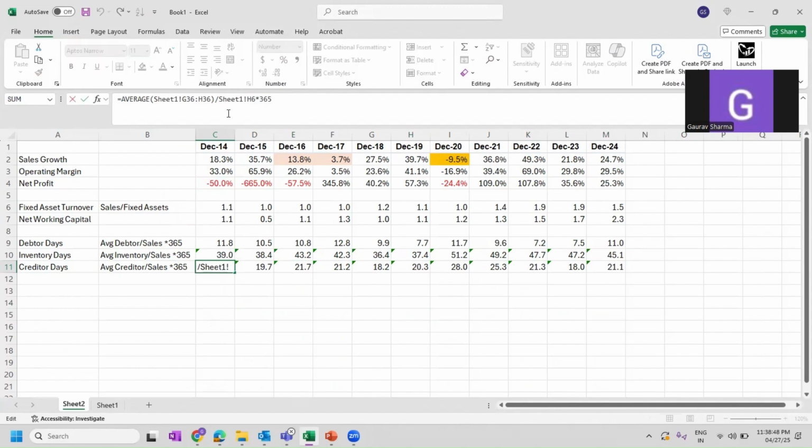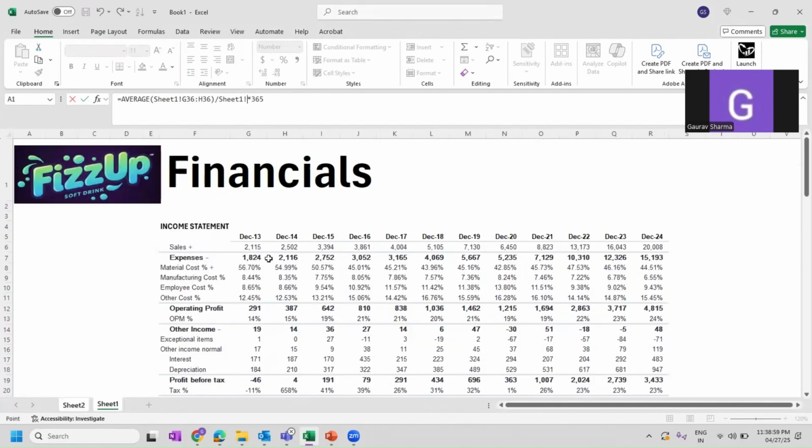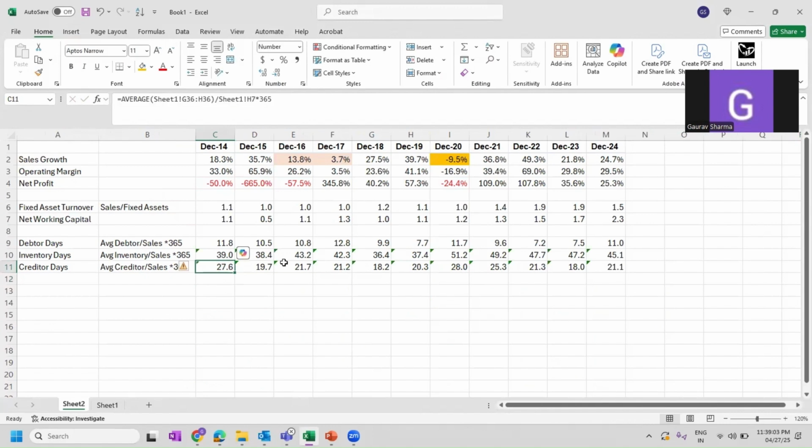What if we would have taken the cost? We don't have the cost of goods sold, but just to try, let's take the expenses, assuming this is my COGS. It's not, but just assuming, right? So yeah, this number comes higher.